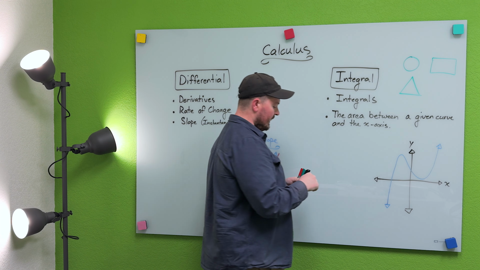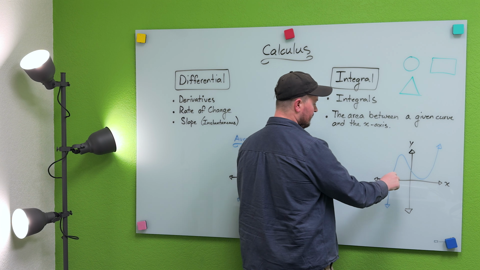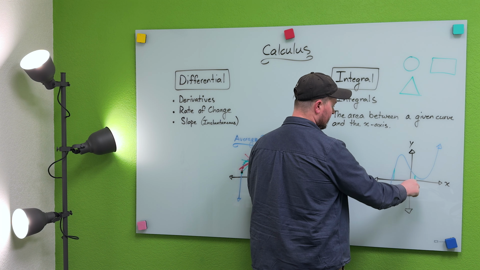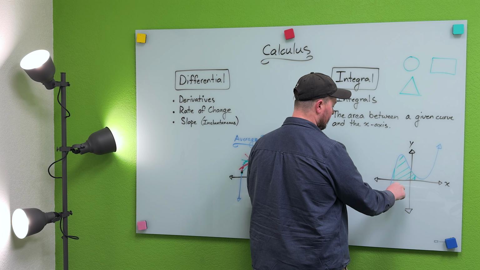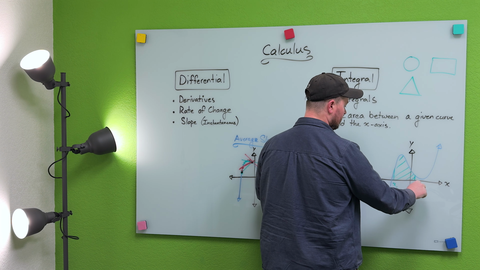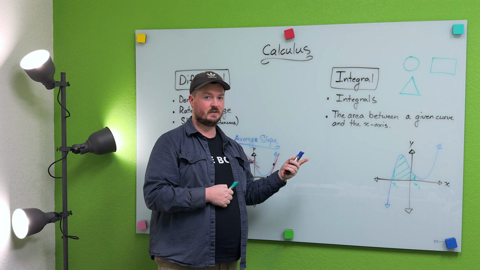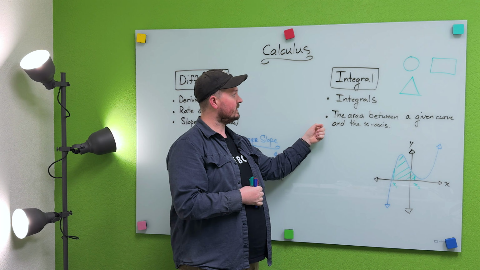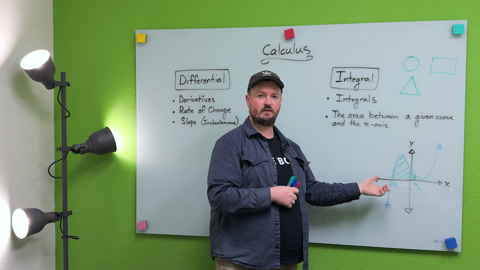So say that I'm looking at this curve and I ask you, what is the area from this point or that region to this region? So I want to know how much space is underneath the curve from this x value to this x value. That's not a perfect rectangle, it's not a perfect triangle, and it's not a perfect circle. But using techniques from integral calculus, we can find the exact area underneath this curve.